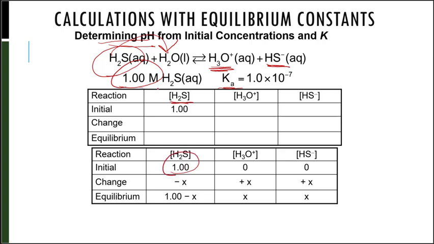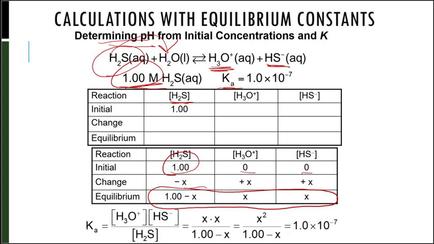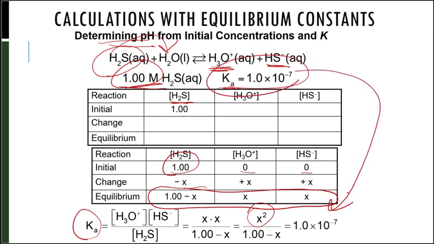I started with 1 molar of my weak acid. Again, I have no product formed. I will lose reactant and gain product, leaving me with my equilibrium. I set up our equation here, our Ka, which is equal to our products over reactant. X times X is X squared over 1 minus X. And that's equal to the Ka value that we were given. Let's solve for X.